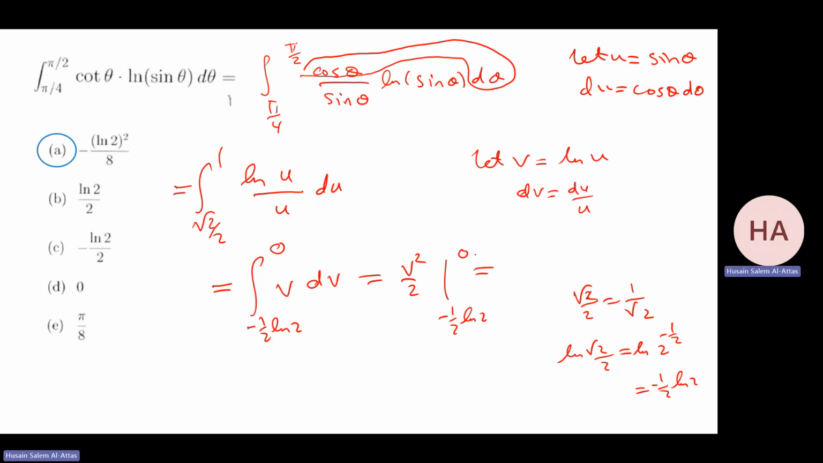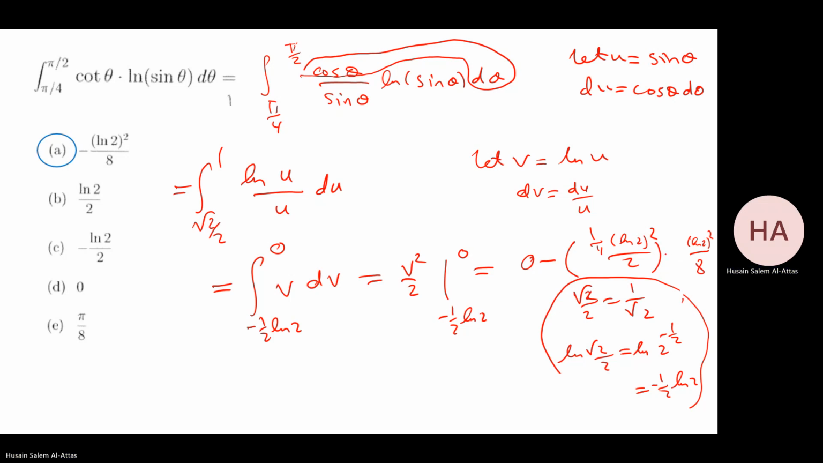So I have 0 minus this. 0 minus, with the square, you have what? 1 over 4. Then 2 squared over 2. That gives me, yeah, this is just a side, that gives me 1 over 8. Minus, minus ln squared 2 over 8. Which is this one. By the way, this one you can do in one step.